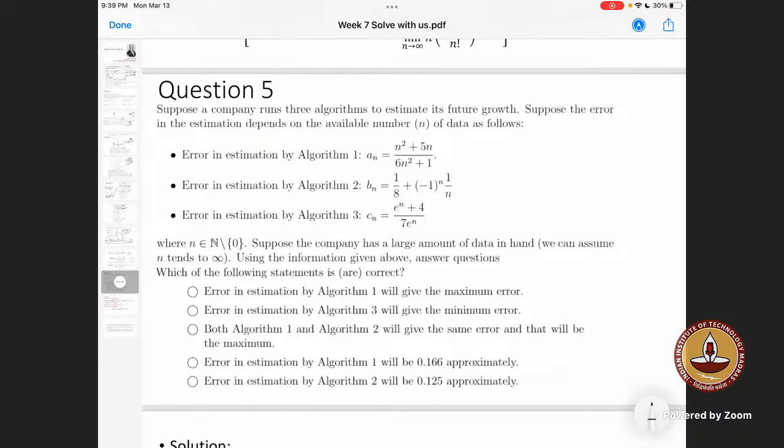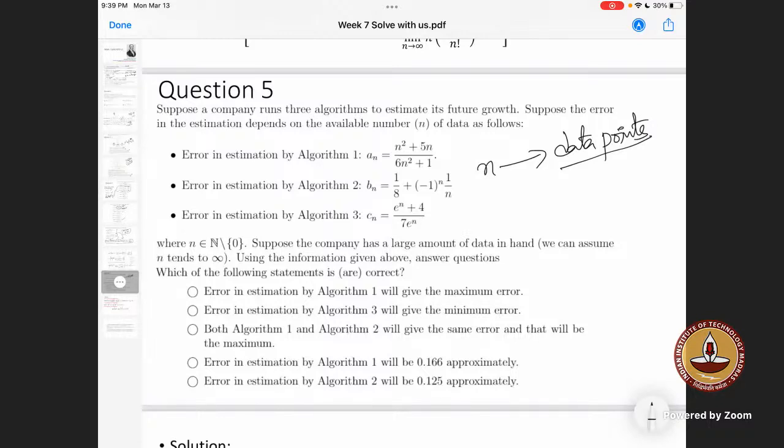So there is a company which runs 3 algorithms. Algorithm 1 is AN, algorithm 2 is BN, algorithm 3 is CN. Now these algorithms depend on n. Here n is the number of data points, so you can consider it as the data set. And these data points belong to natural numbers, starting from 1.